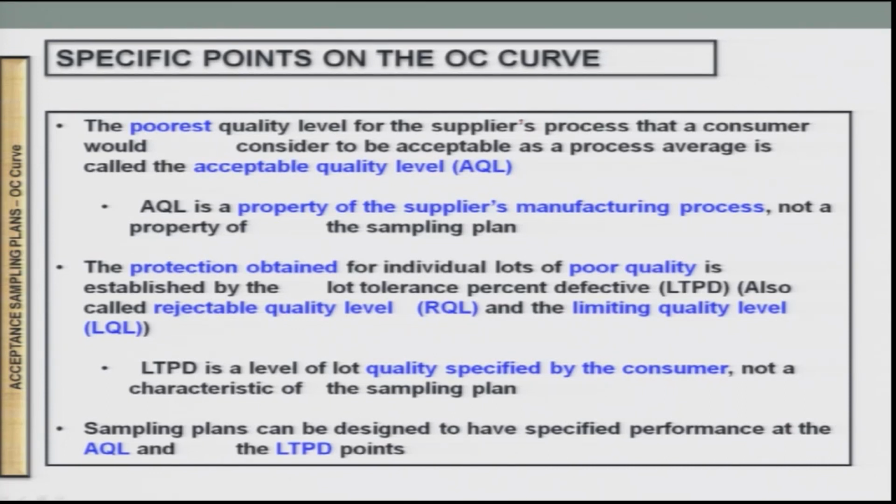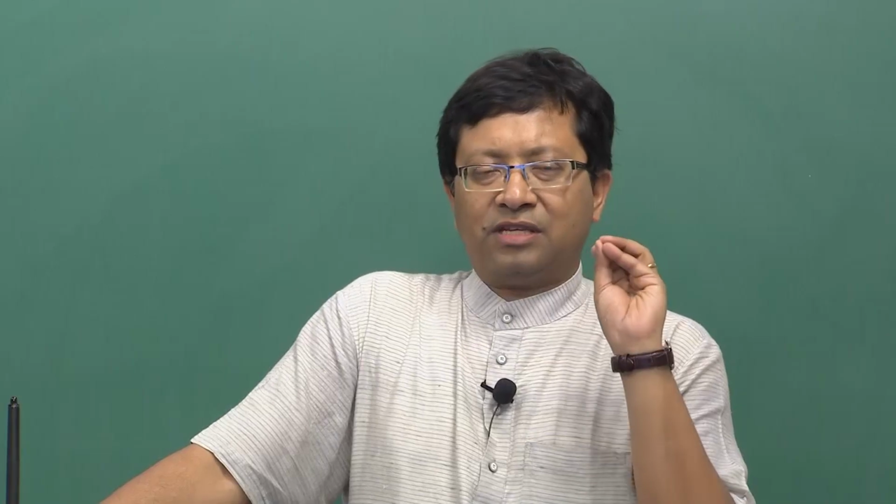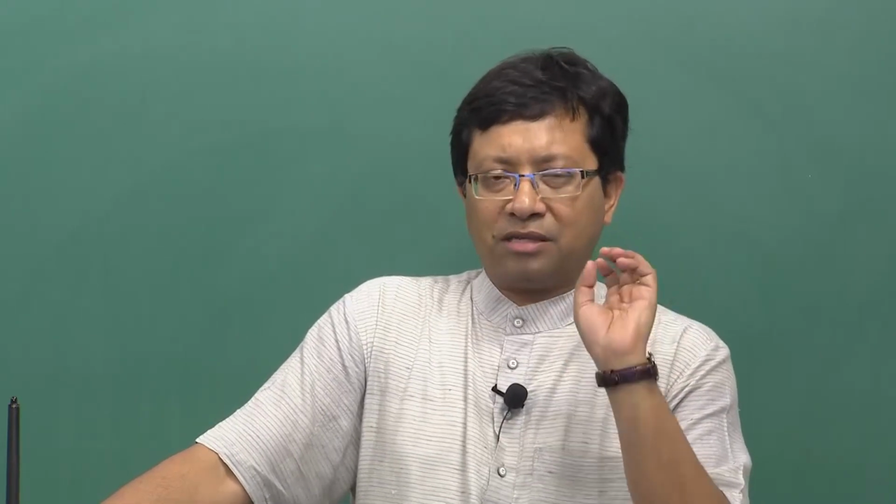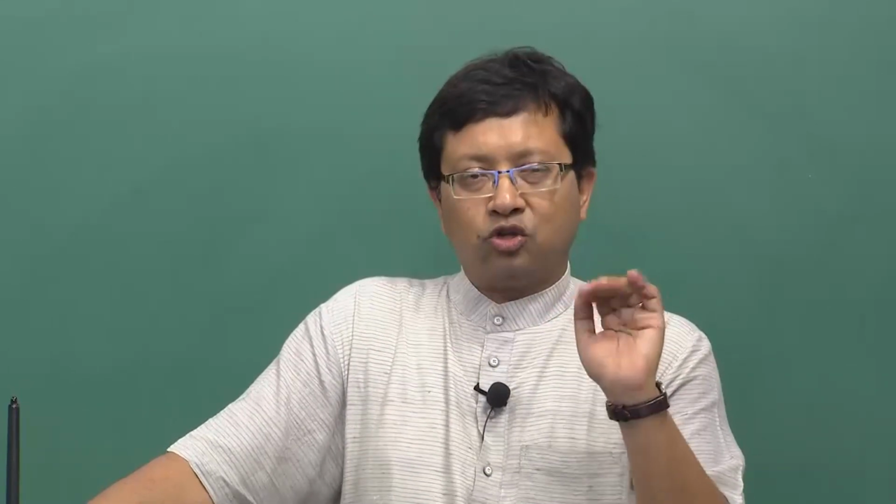AQL is a property of the supplier's manufacturing process, not a property of the sampling plan. Generally, if the sampling plan is, say for example, some capital N, some small n and some C, that would keep the curve fixed, but where you go to accept or reject a particular lot would depend on your manufacturing process as such. If you finally visualize, the curve remains fixed, but where you cut on the horizontal axis and the vertical axis, the values of P and PA, would depend on how the manufacturing process is going.